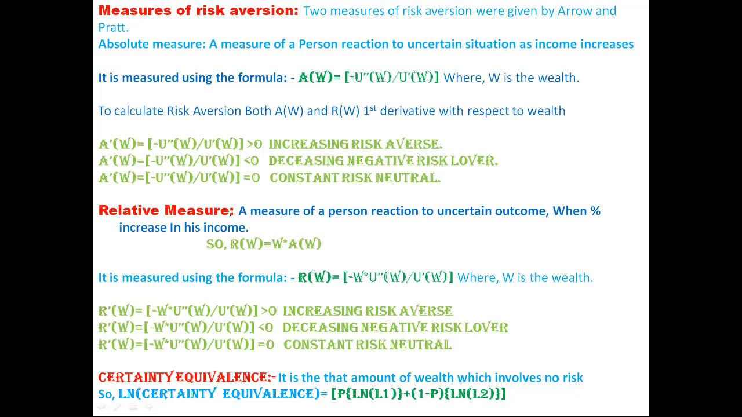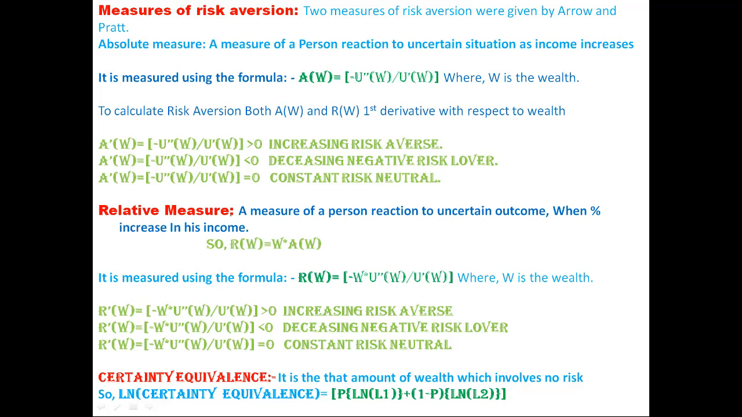If this is positive, then it is increasing risk aversion. That means as wealth increases, the percentage of wealth put in risk asset decreases. For this reason, it is increasing risk aversion. Risk aversion means avoiding risk. So here, as wealth increases, risk aversion increases.